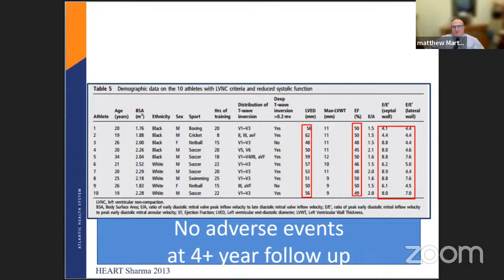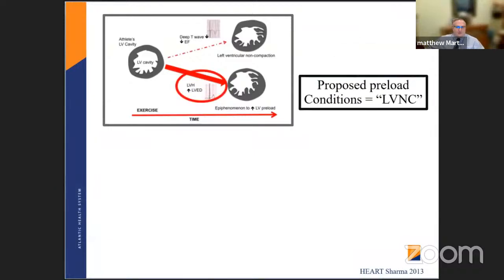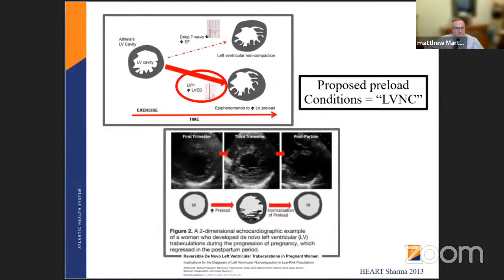And what they proposed was that the athlete's cavity dilates, as we talked about earlier, as part of a preload condition, that it was really more of an epiphenomenon. And in those with an increased preload for whatever reason, in this case, the athlete, if the ECG was normal, this was most likely a physiologic adaptation. And he actually looked at this in pregnant women and said that if the ventricle is normal size in the first trimester, as you get towards the end of pregnancy, because of the increased volume, you can actually see non-compaction in this group as well.